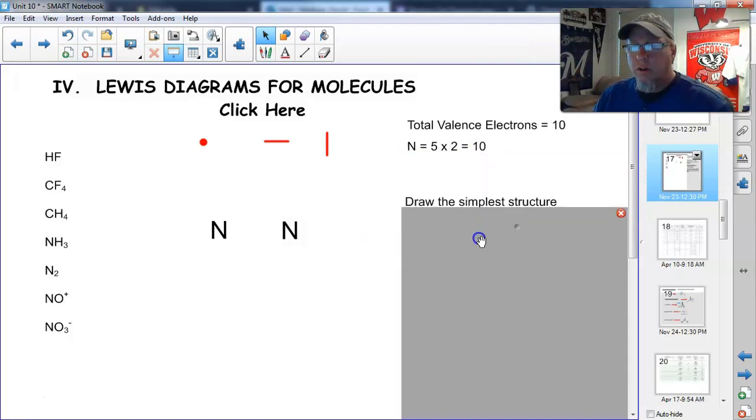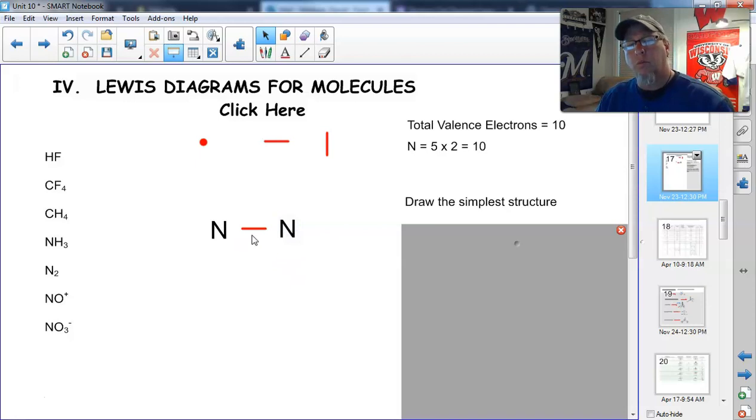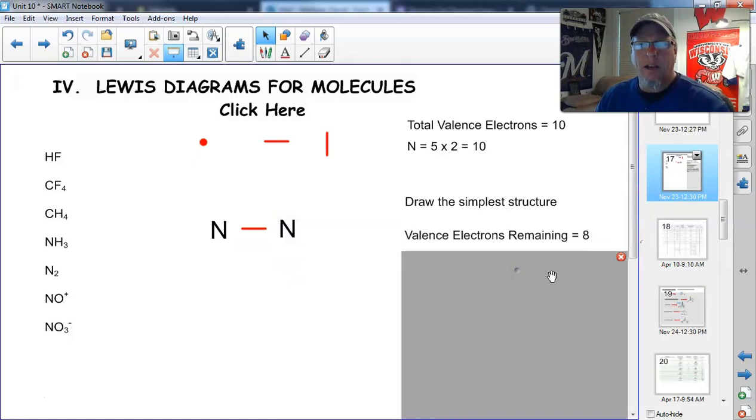I'm going to draw the simplest structure I can. The simplest structure I can with 2 nitrogens, just put them in a straight line. I have used 1 bond, 2 electrons. So the number of electrons I have remaining are 8. 10 minus 2 is 8. My 2 electrons are right there in that bond.